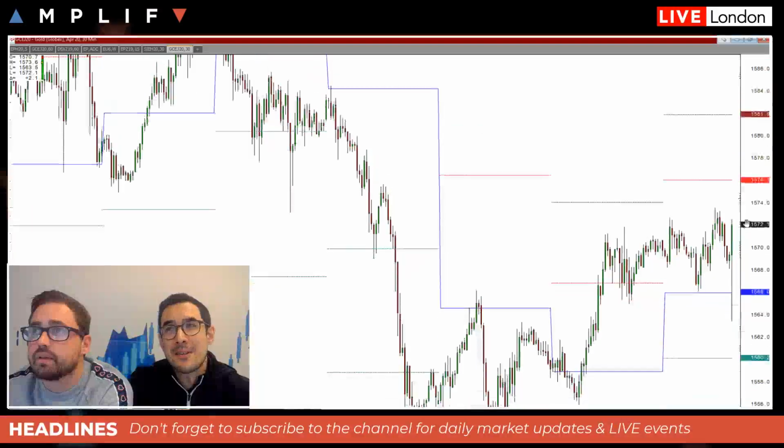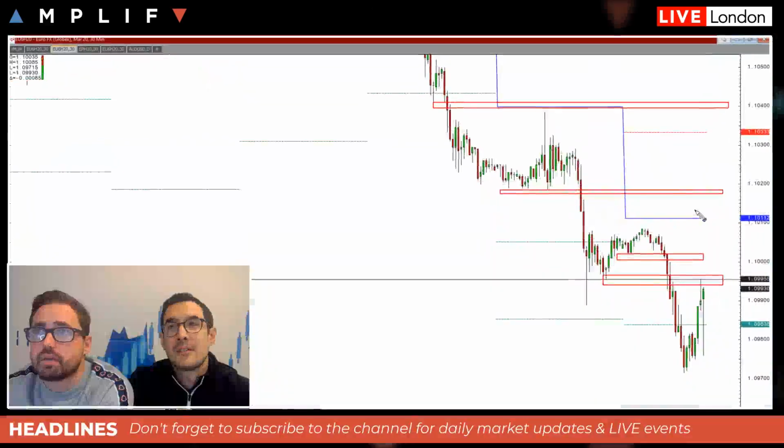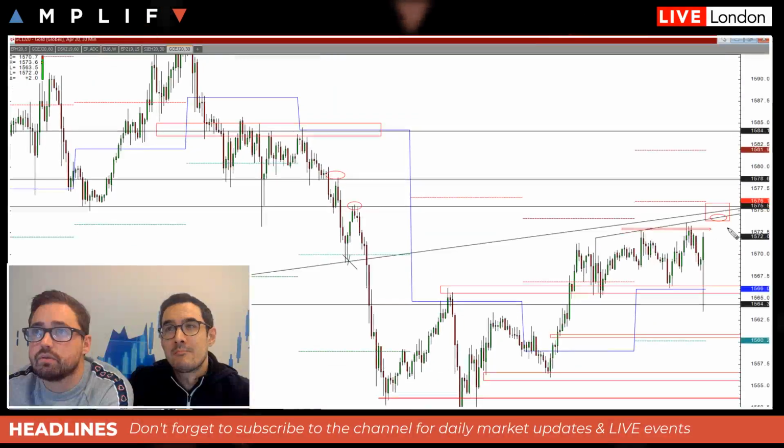Just keep an eye out for euro coming back up to that level again, and gold nearly on that trend line. So you've got some key levels in play here. Euro on your trend line, on the area of support. Gold coming up to all of this resistance level.